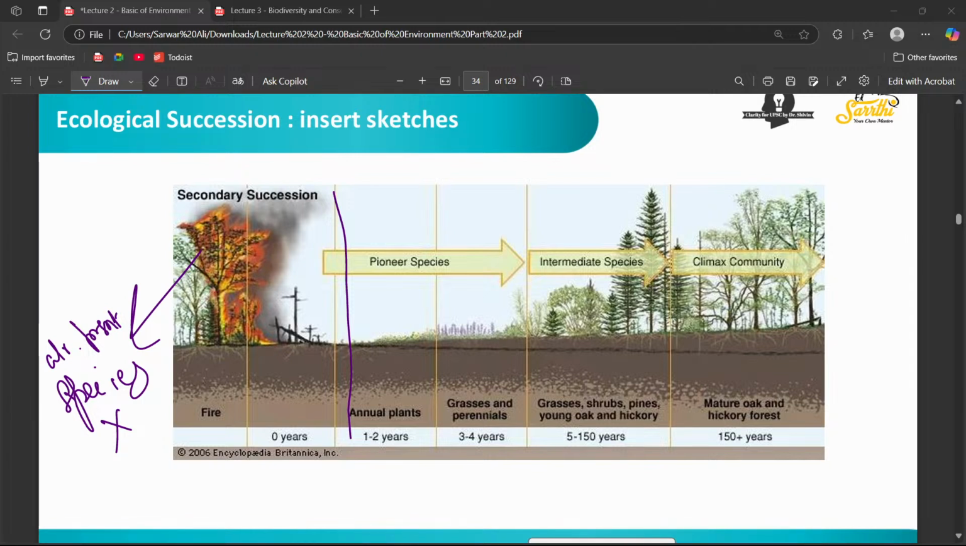So we will be starting from where we left. This is part 5. So we already discussed this. Secondary succession is when a previously present species is destroyed, and now we will again have a pioneer species, an intermediate species, and a climax community. These are the average time ranges that it takes for it to develop.